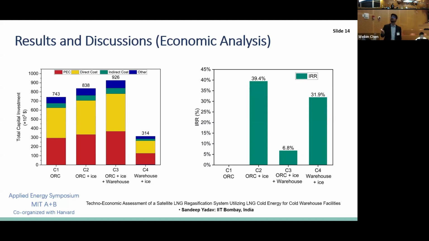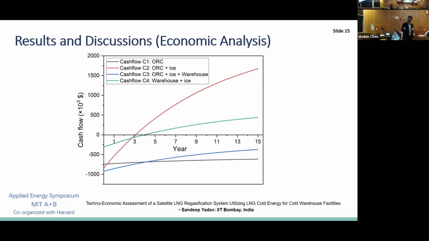Cases 2 and 4 are the most economical cases. In those cases, we are getting an internal rate of return of approximately 39.4% to 32%. And the same thing is verified by the annual cash flows. As we can see, case 2, that is ORC plus ice generation, and case 4, that is warehouse plus ice, are the only ones showing positive cash flows, starting from 3 to 3.5 years. The rest of the two cases are still in negative cash flows.